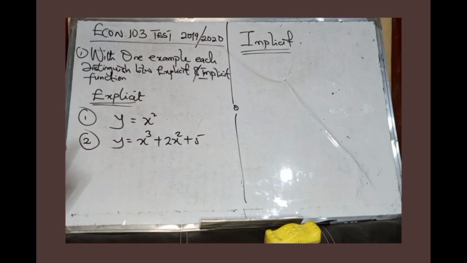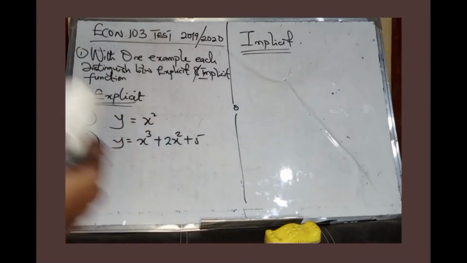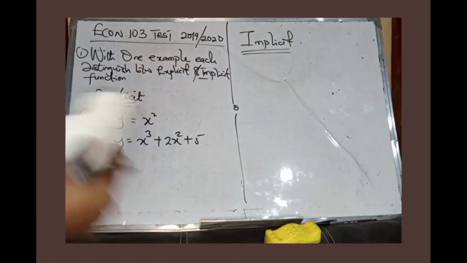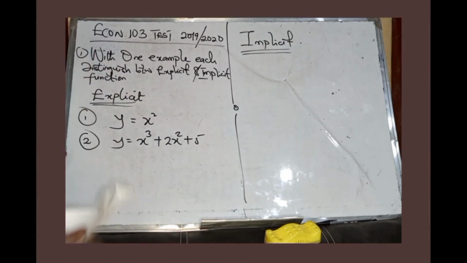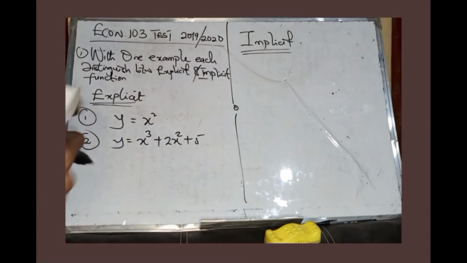Now, why are these explicit? Let me explain something. We have the dependent variable on one side and the independent variable on the other side. The only difference is that they do not mix together. We don't have x and y mixed together, or x, y, z on one part. They are separated: y on one side, x on one side. It could be solved directly, probably using the power function.